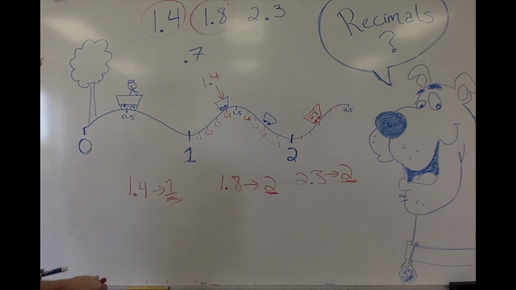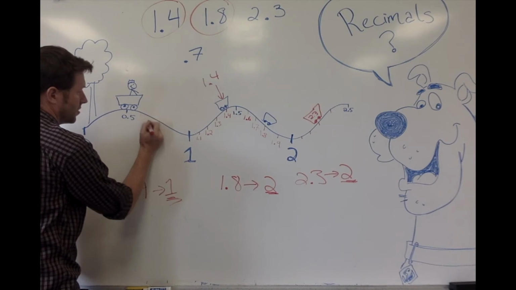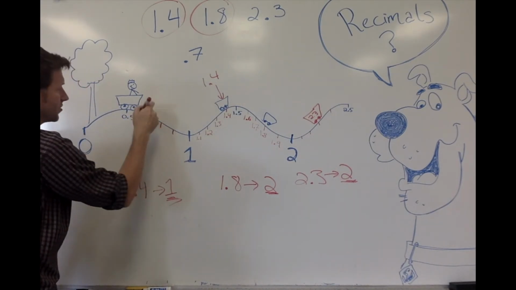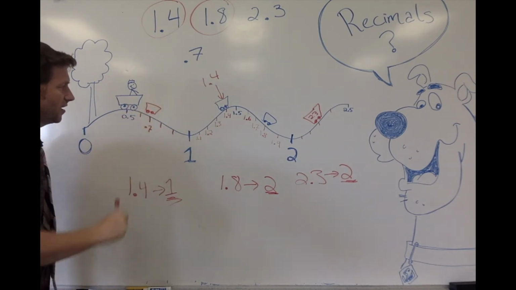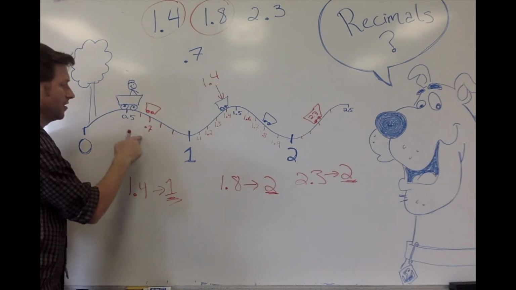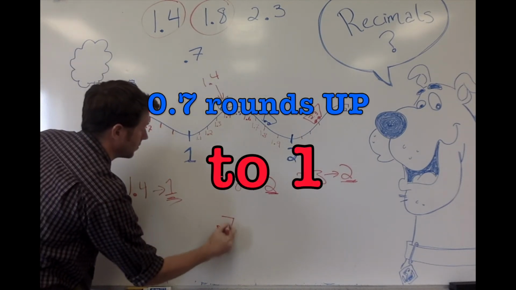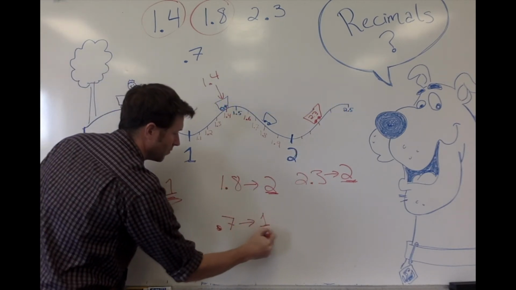One last one, decimal 7. So this is decimal 5. Let's do decimal 6, decimal 7, decimal 8, decimal 9. So here's decimal 7 right here. So if we started right here in our minecart, where is that going to roll? It's going to roll right here to the 1. So decimal 7 is going to round up to a nice even number 1.